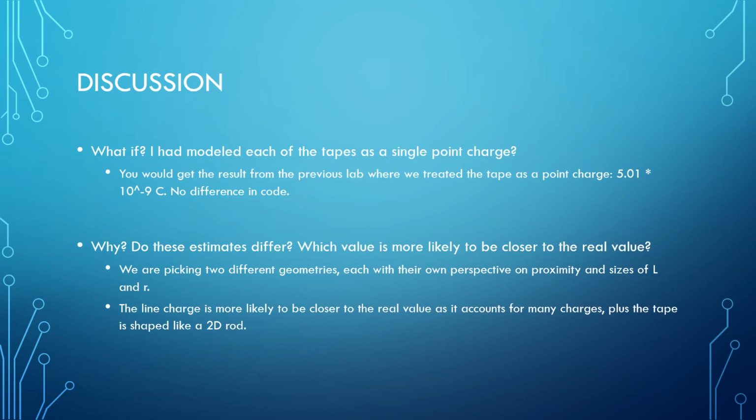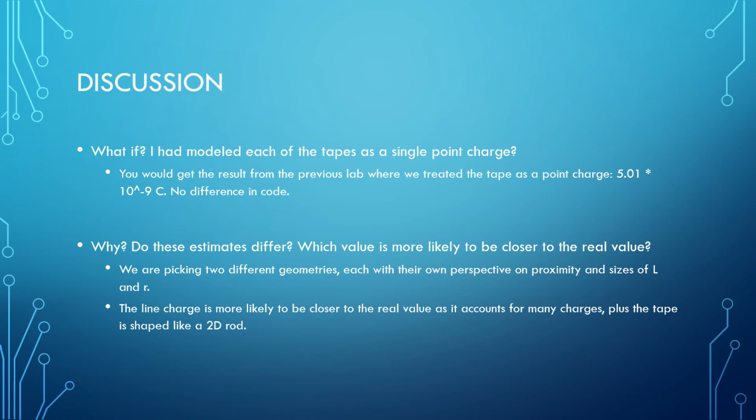So what if I had modeled each of the tapes as a single point charge? Basically as in Lab 1, you'd get the result from the previous lab, where we treated the tape as a point charge, and that was actually 5.01 times 10 to the negative 9 coulombs. Not really a difference in code there, just a different formula.